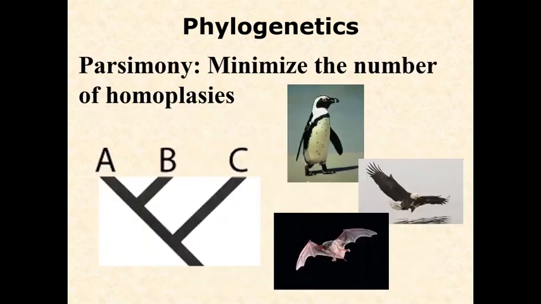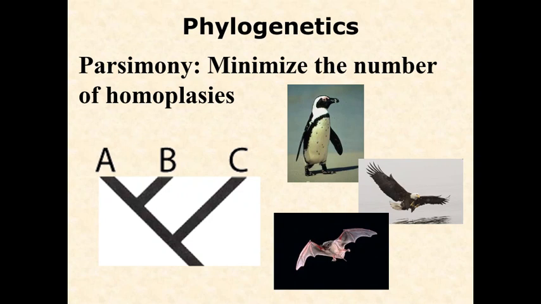So we're going to start with parsimony. Parsimony minimizes the number of homoplasies. Now, a homoplasy is when we have to infer a change has occurred twice. So let me give you an example. This is kind of a silly example, or maybe a simplistic example, but it illustrates the point well. And sometimes simple examples are the best ways to illustrate a point.